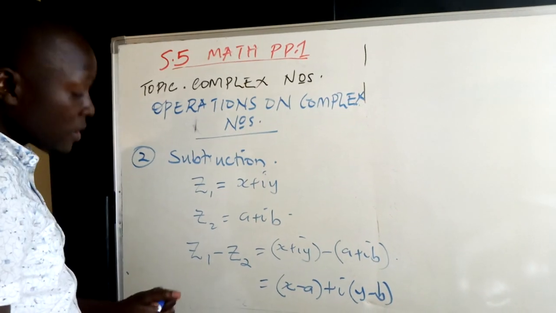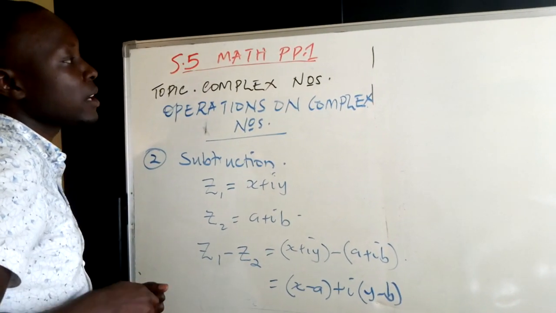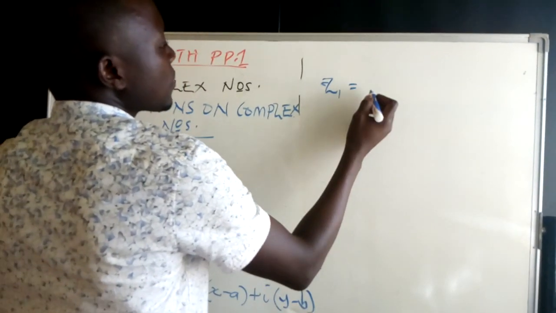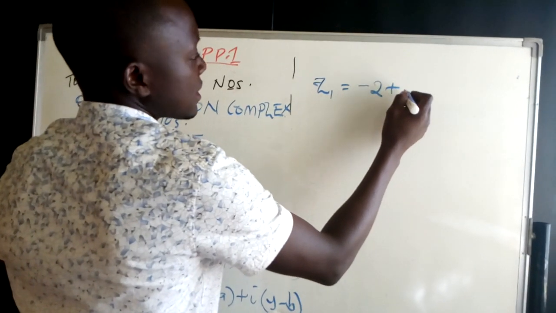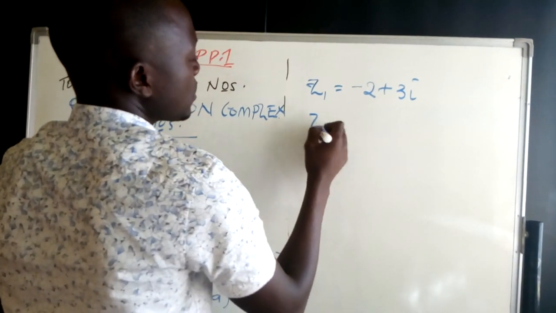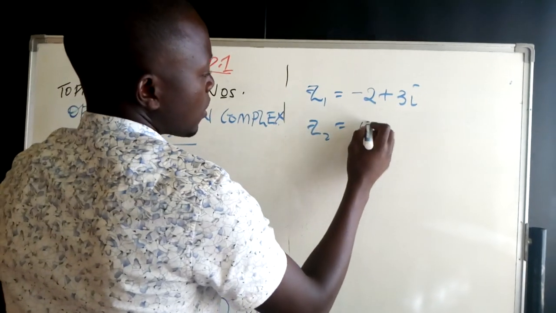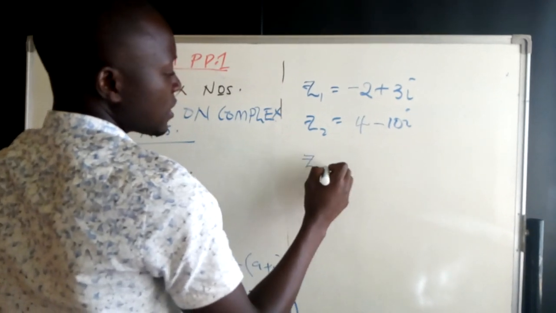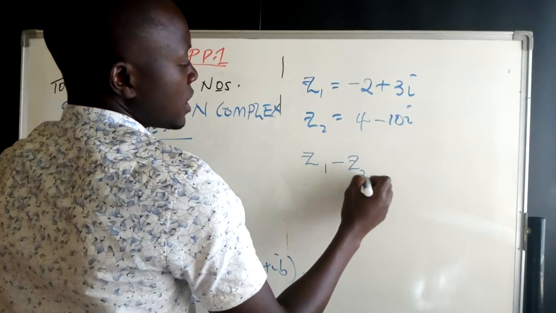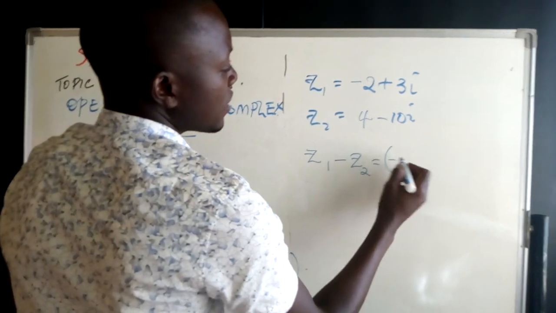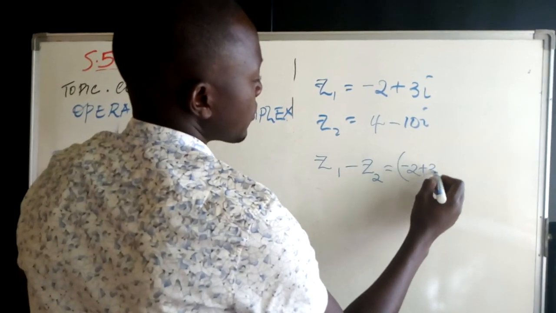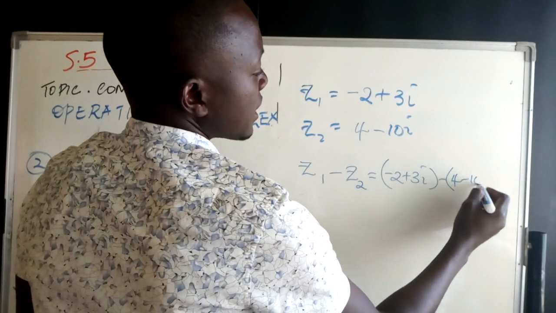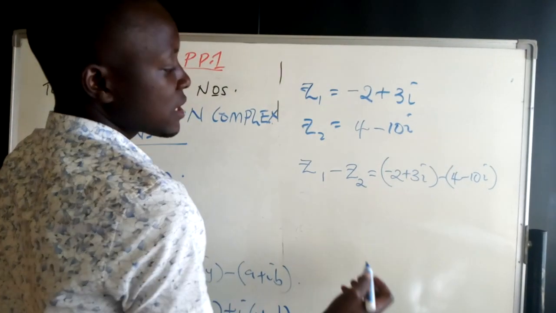So if we have a real example with numerical values, z1 is equal to negative 2 plus 3i, and z2 is equal to 4 minus 10i. To get z1 minus z2, we take the first complex number, negative 2 plus 3i, minus the second one, which is 4 minus 10i.